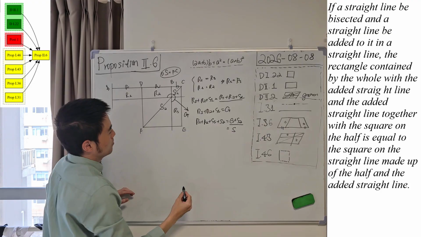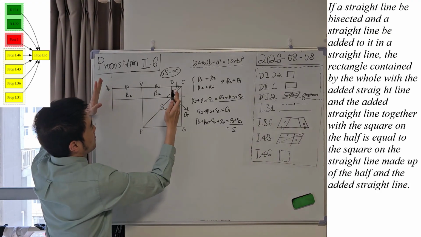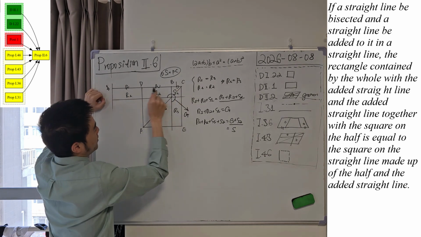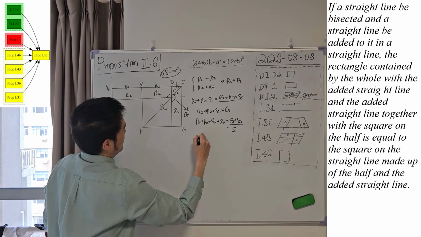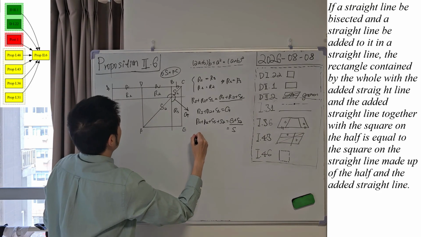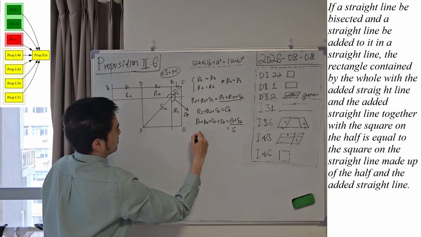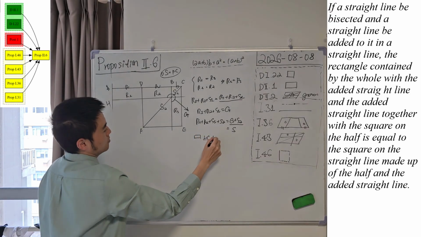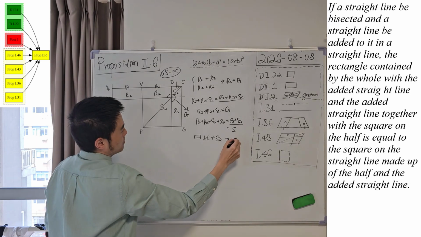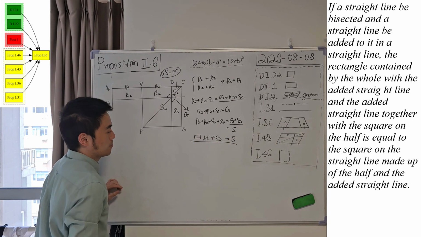And the left side will be, let's check, R1 plus R2 plus S1. It is a rectangle contained by the whole and BC. So it will be rectangle, let's make it EFH. It will be rectangle HC plus S2 will be equal to, the right side will be S.